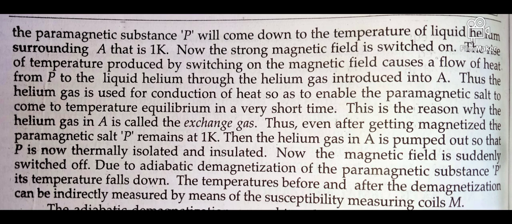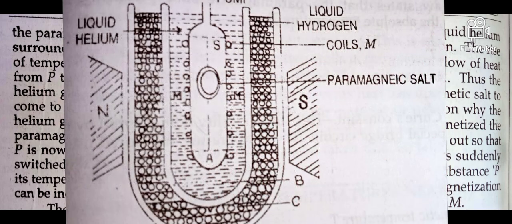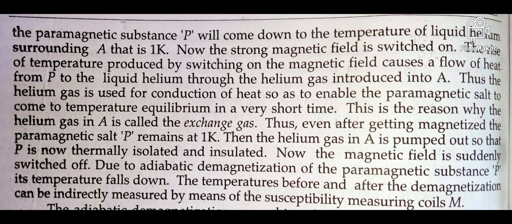Now the magnetic field is suddenly switched off. We applied the strong magnetic field which is now switched off. There is no magnetic field, so there is a demagnetization. Due to the adiabatic demagnetization of the paramagnetic substance P, its temperature falls down.